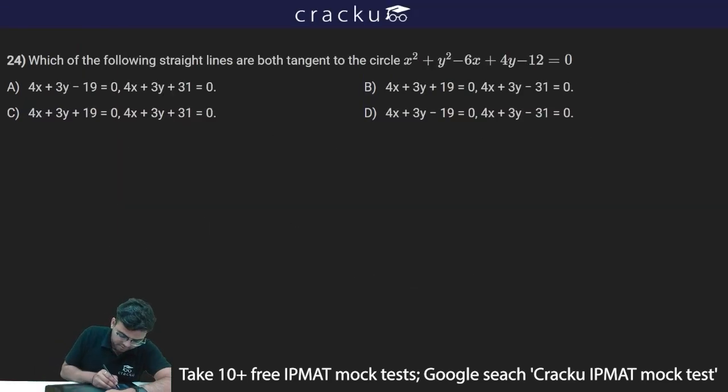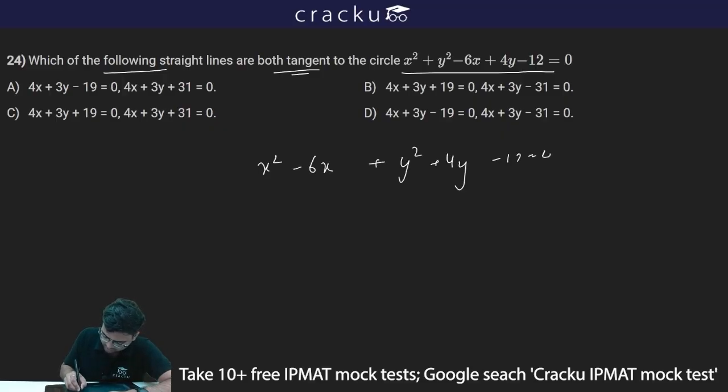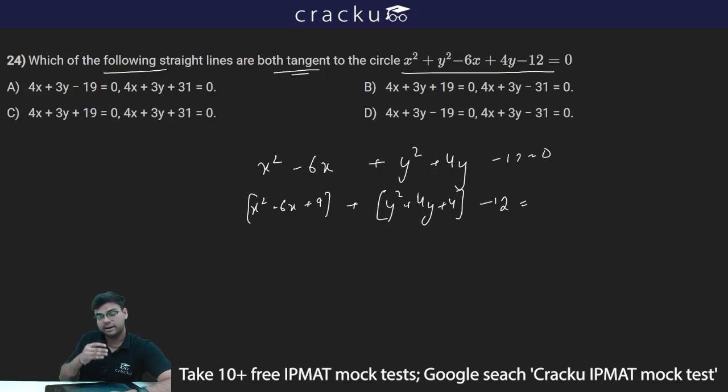The next question goes, which of the following straight lines are both tangents to the circle x square plus y square minus 6x plus 4y minus 12? So we have an equation like x square minus 6x plus y square plus 4y minus 12 is equal to 0. What I'll do, I'll just add 9 and 4 to make it a perfect square in x and y. So x square minus 6x plus 9 plus y square plus 4y plus 4 minus 12 should be equal to, since I am adding 9 and 4 to the left hand side, I have to add 9 and 4 to the right hand side as well.